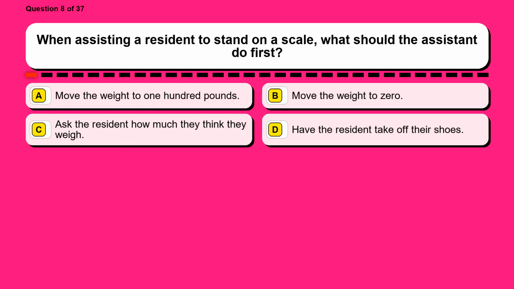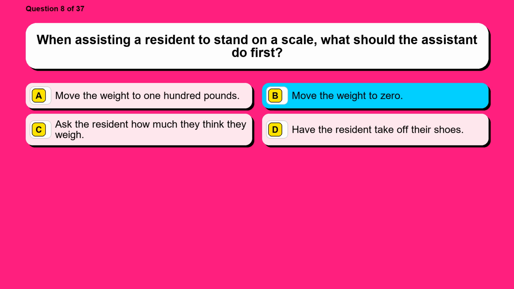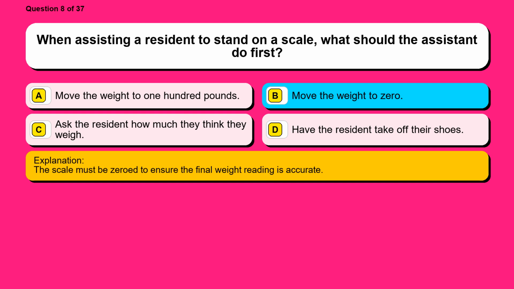Question 8. When assisting a resident to stand on a scale, what should the assistant do first? Option A. Move the weight to 100 pounds. Option B. Move the weight to 0. Option C. Ask the resident how much they think they weigh. Option D. Have the resident take off their shoes. The correct answer is option B. Move the weight to 0. The scale must be zeroed to ensure the final weight reading is accurate.